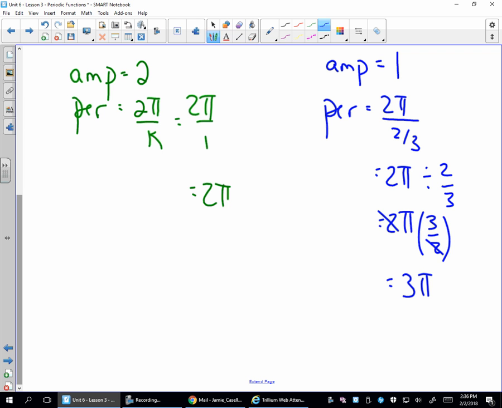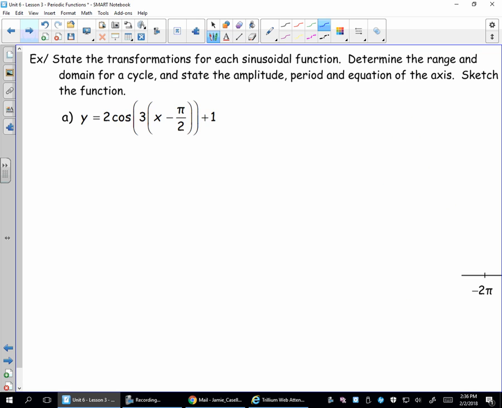Nothing new. Okay, let's look at some graphs. So I want to state the transformations, determine the range and domain, state our big properties, and then we're going to sketch the function. So these are the big ideas. The only difference, remember, is that we're changing degrees to radians. Everything else stays the same.